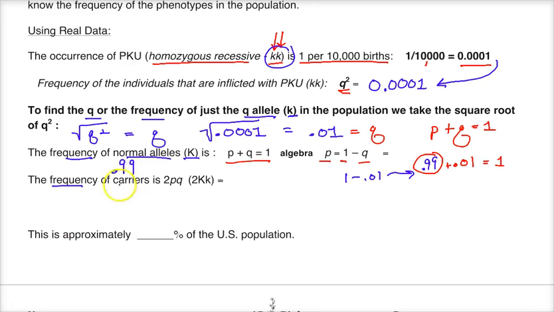What's the frequency of carriers? Well, if I know it's 2pq, which is really this genotype, I do 2 times my p. What is my p? In this case, it's 0.99, times my q, which is 0.01. Let's put that in our calculator and go for it. 2 times 0.99 times 0.01, and I get 0.0198.